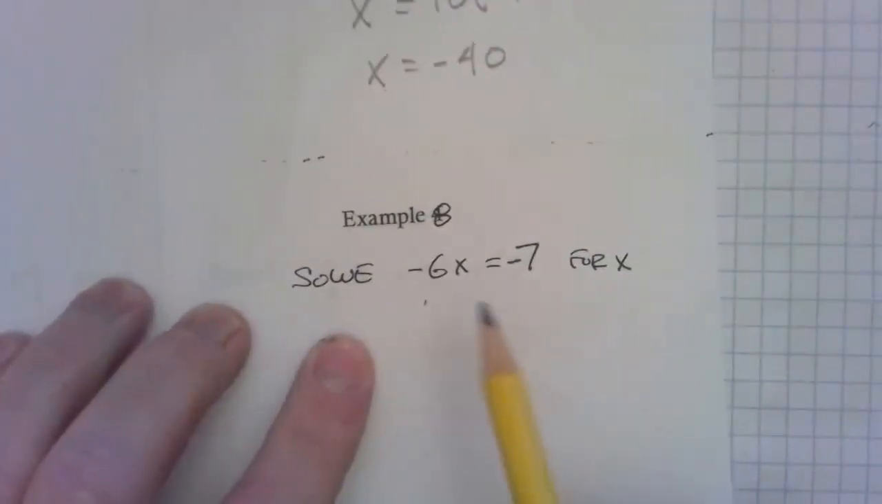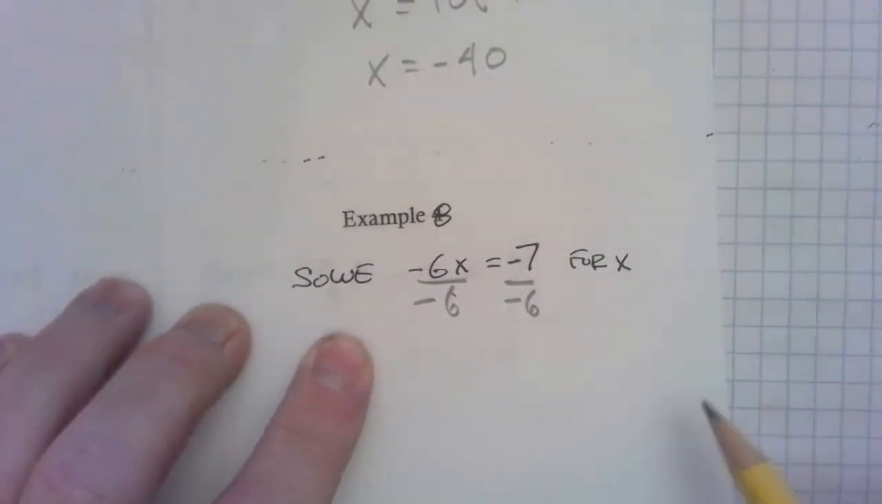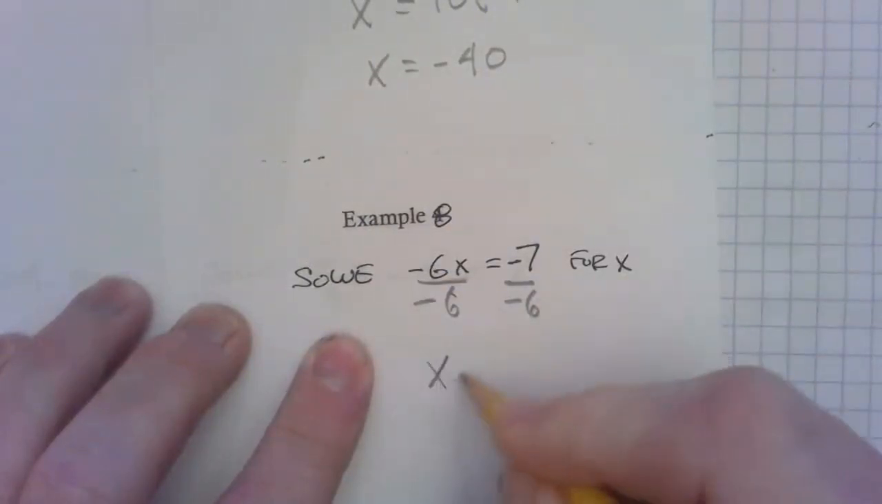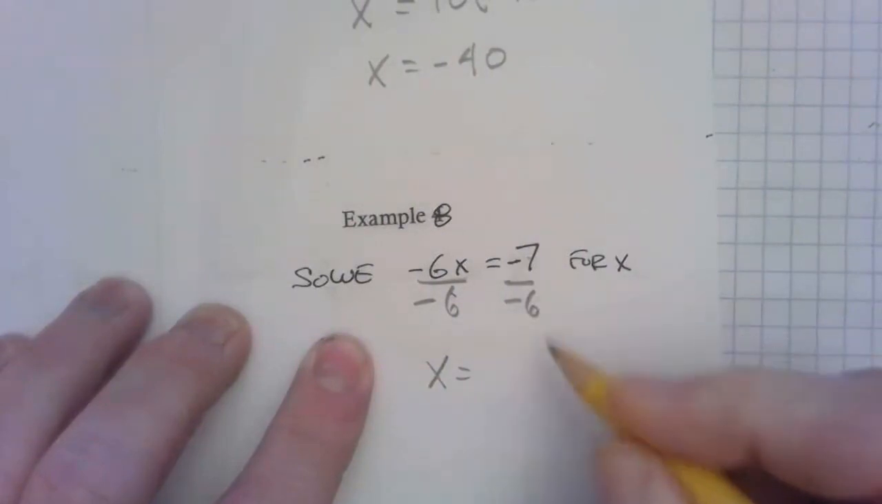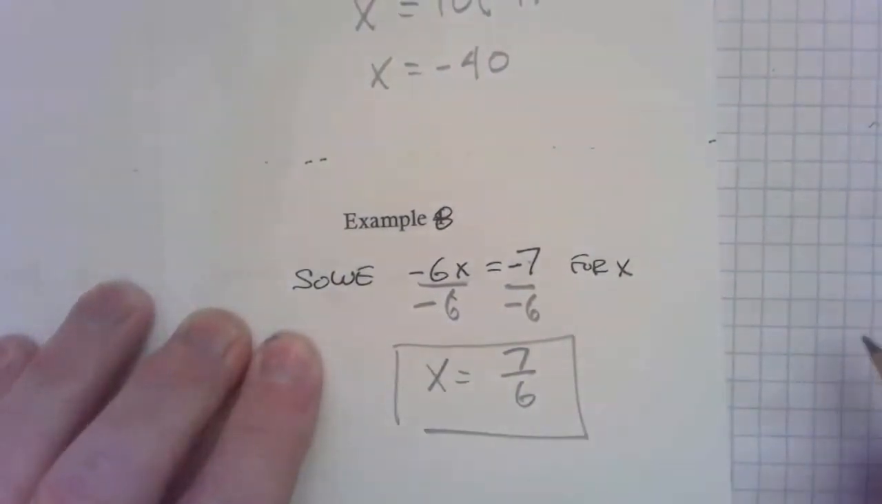And here, they're multiplying x by negative 6, so I want to divide both sides by negative 6. And I end up with x equals negative divided by negative is a positive, so positive 7/6. There you go.